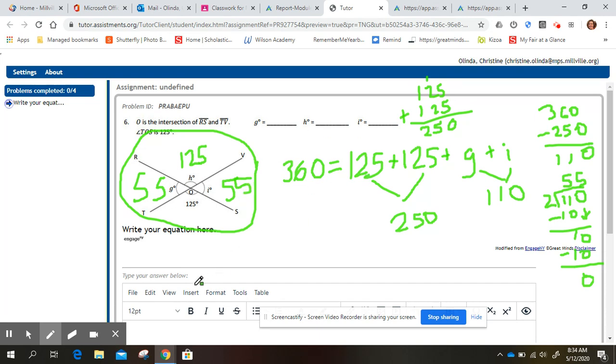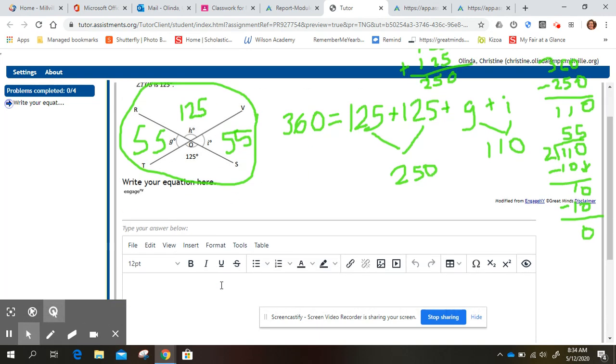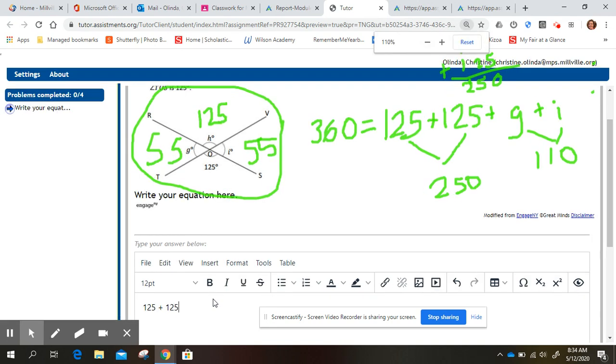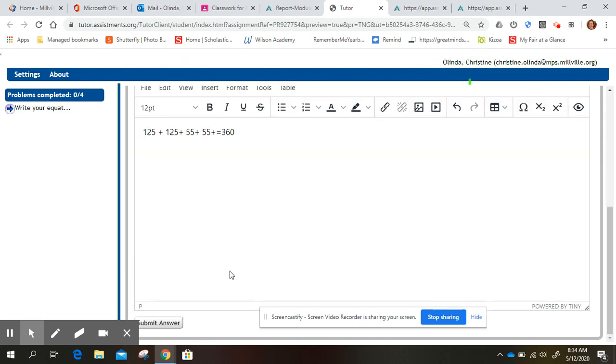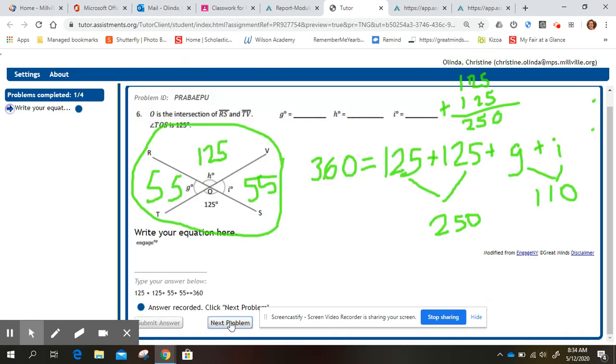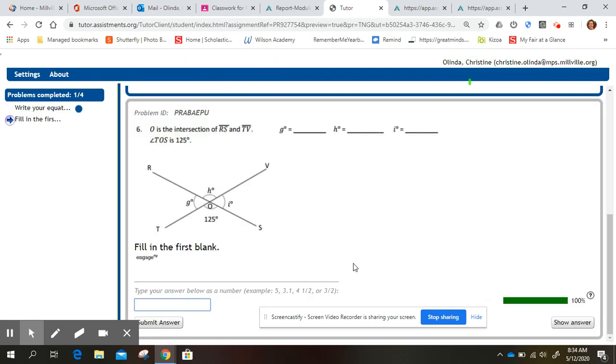All right, so now that we know all the angles, we can go down to the question, and it says, write your equation here. So it'll be 125 plus 125, plus 55 plus 55 equals 360 degrees. And then I could submit my answer. We'll just record it and go to the next problem.